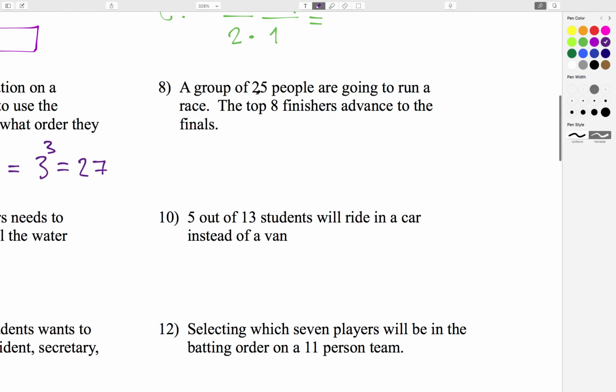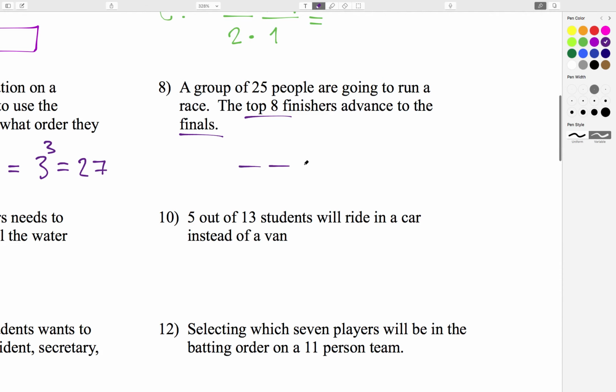A group of 25 people are going to run a race. The top 8 finishers advance to the finals. Here, the key words are "top 8." I don't care who's first place or who's 8th place. Everybody that came in the top 8 goes to the finals. I just want to know how many different ways I can get to the finals.